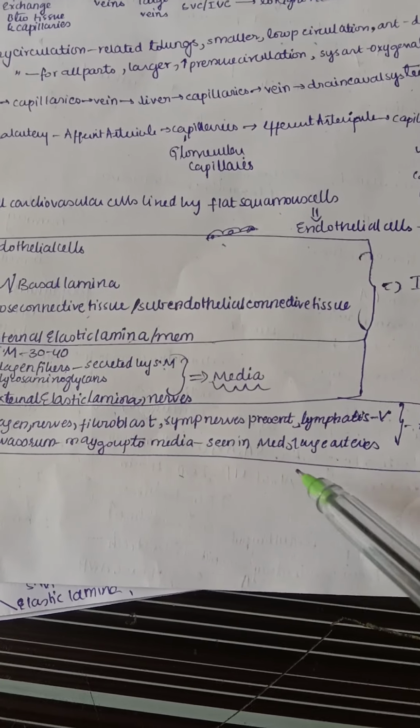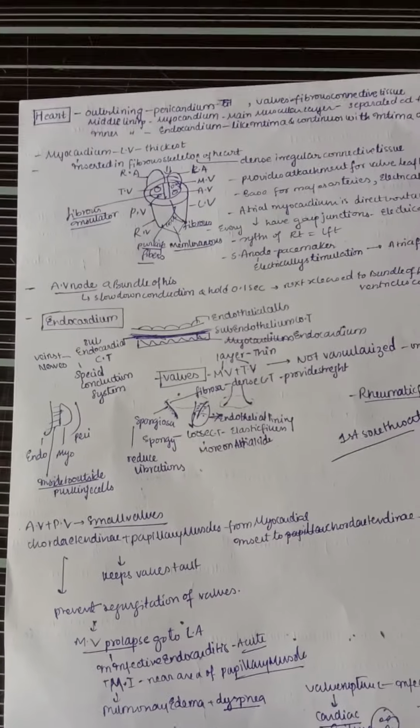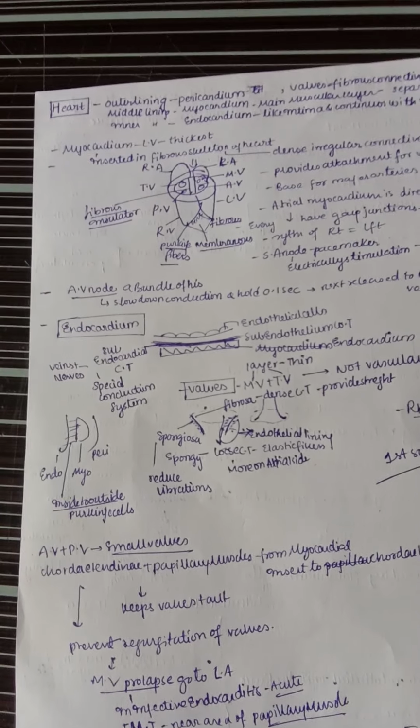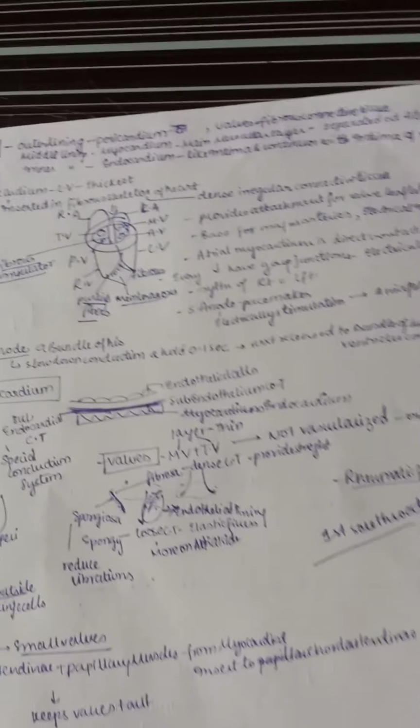So it is seen in media and also in large arteries. So by this we complete our histology of an artery and its structures. Now let us check out the heart. We know the heart has three main layers: the outer pericardium, the middle myocardium, and the innermost endocardium. Let us check them out one by one.